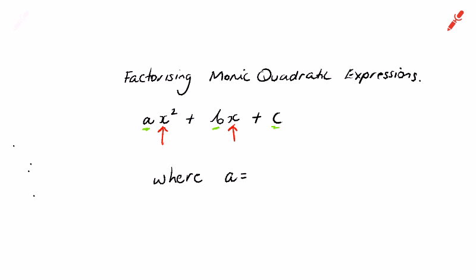They also have coefficients on the x squared and the x. These coefficients here are labelled a and b. The term by itself is labelled c. Monic quadratic expressions are expressions where the a is equal to 1.